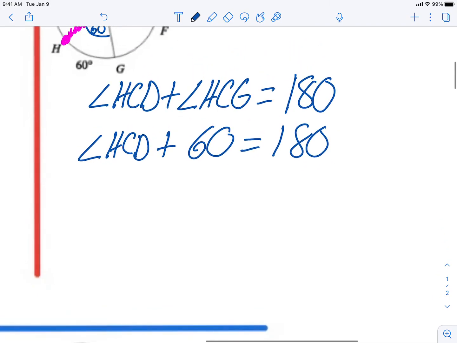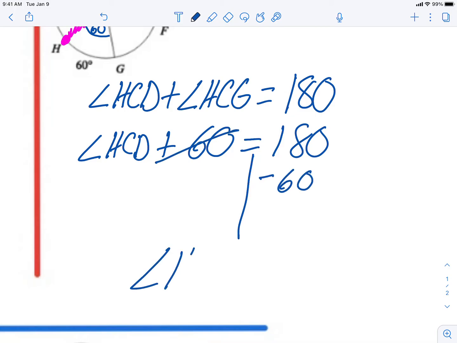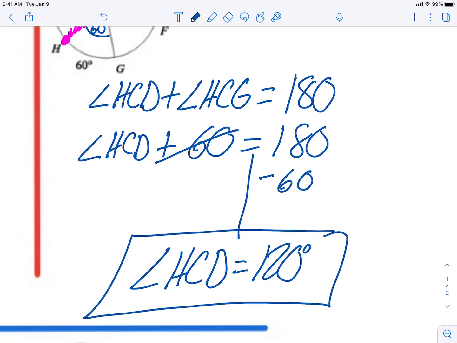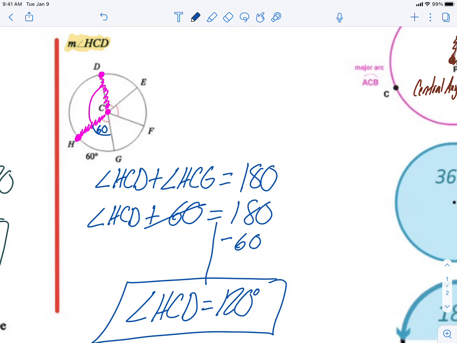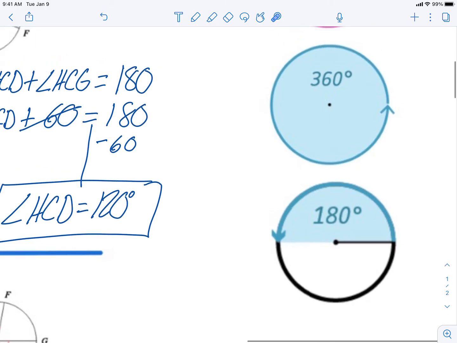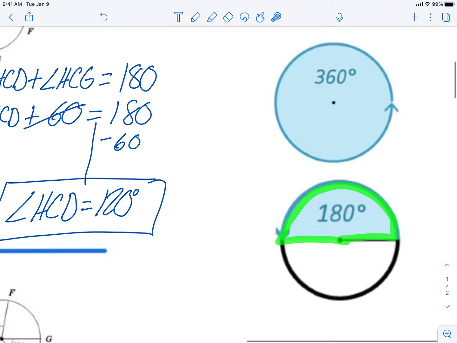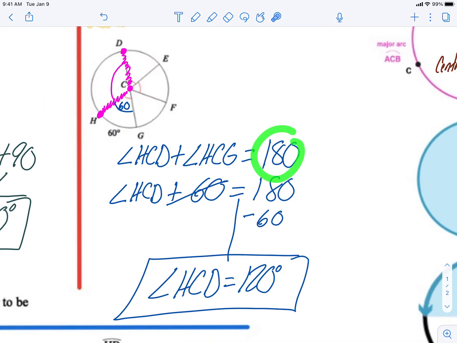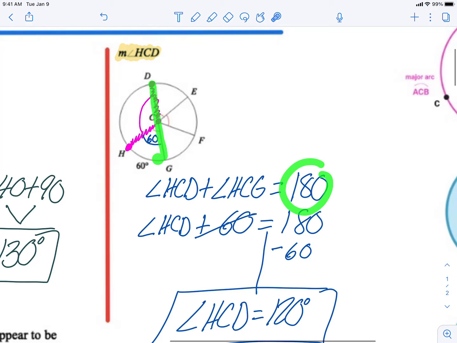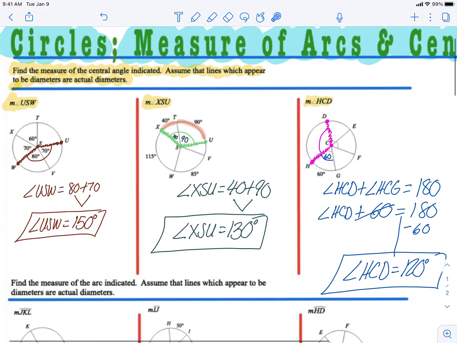Let's just do some algebra, kiddos. Take 180 minus 60. Angle HCD is equal to 180 minus 60, which is 120 degrees. Look at that, right? It took a few steps, but we identified it. What we used is that half a circle is 180, right? We used the 180 right there. Perfect, perfect. Look at that.